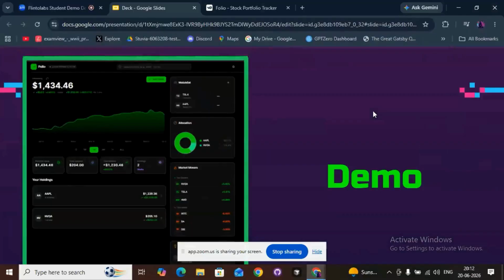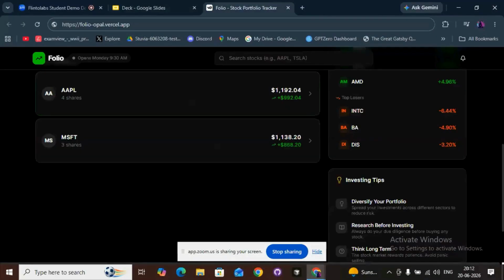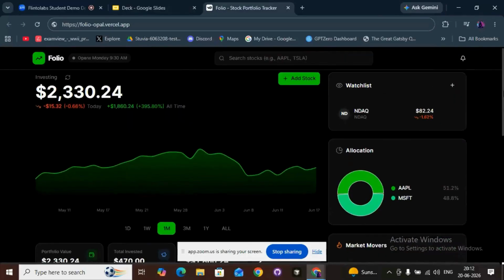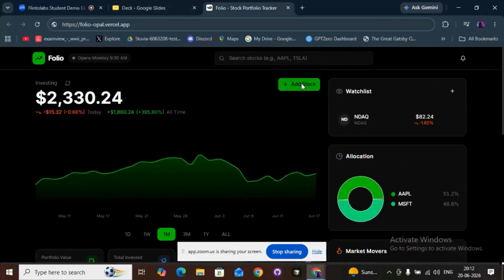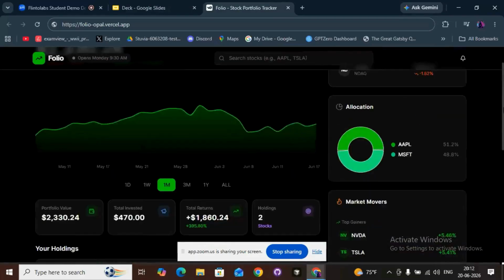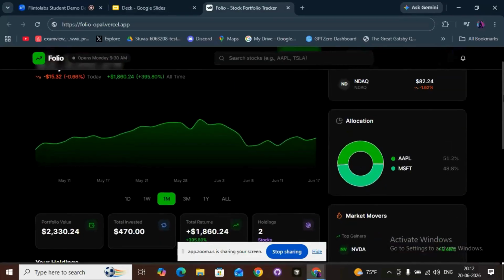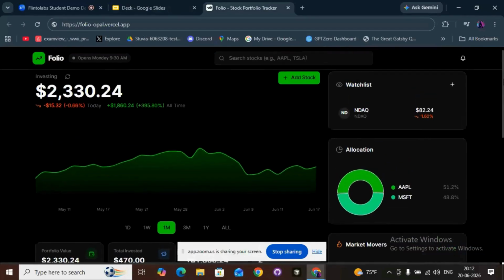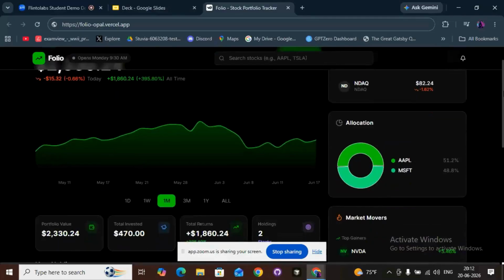So I'm gonna give a quick demo. This is Folio. You can add a stock, which stock you purchased, the number of shares you purchased, and the average stock buy price. And here on the top of the dashboard, you can see your total portfolio value along with how much you gained or lost today.